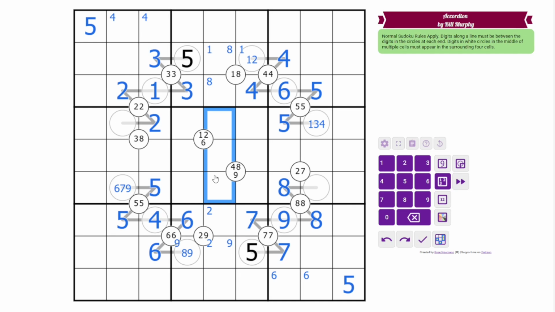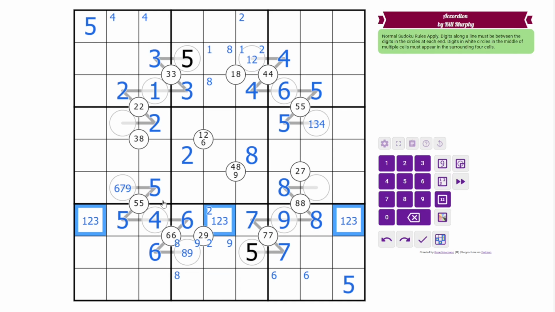Okay, now 2 looks up here, and there's a 2 here. The only place for 2 on this quad where it has to appear is this cell. The 8s look down here, and there's an 8 here, so this has to be 8. It means 2 is in one of these cells and 8 is in one of these cells.